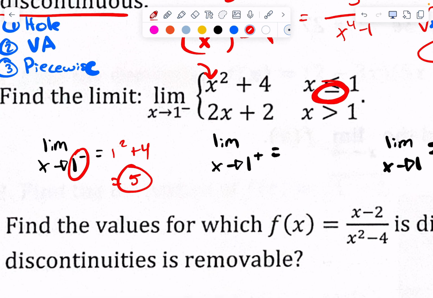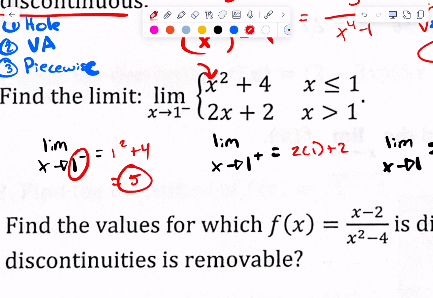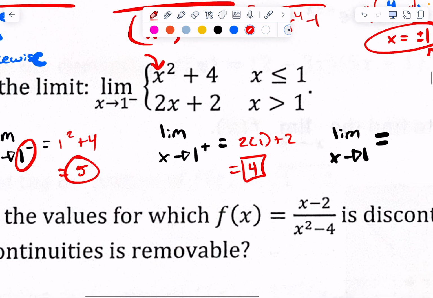Because it's equal to, right? Greater than or equal, or less than or equal to, right? Okay. Now, we are going to have a hole when it's talking about 1 plus, because 1 plus is not equal to, right? So if we were to graph that, we would have an open circle. If I plug 1 in there, 2 times 1 plus 2 equals 4, right? So 1 plus is going to be 4, right?